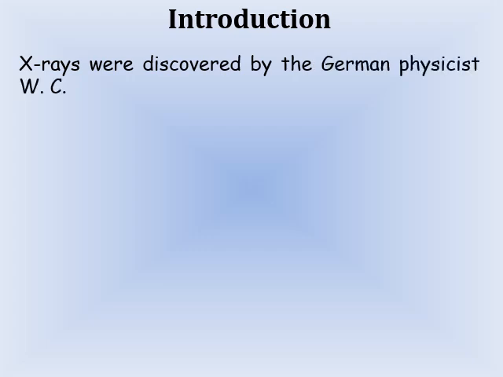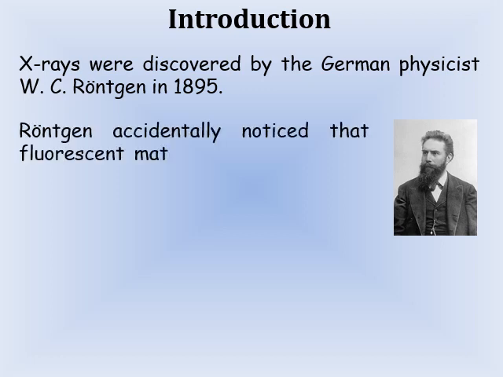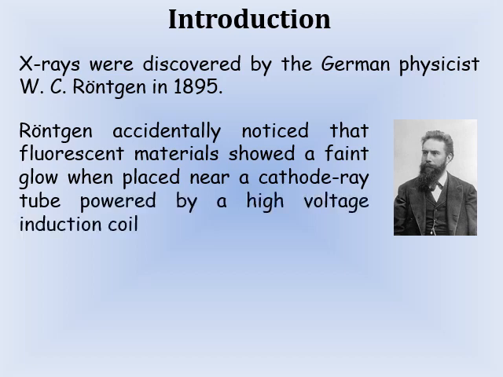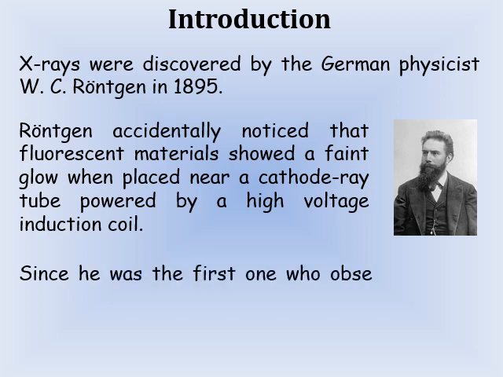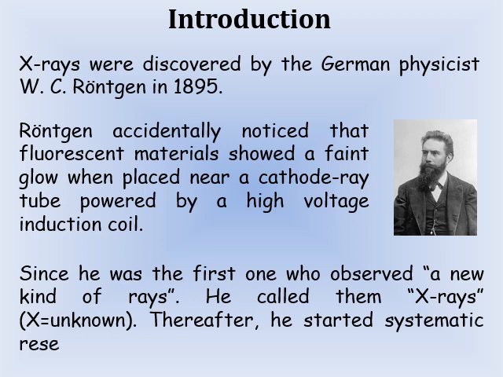X-rays were discovered by the German physicist W.C. Röntgen in 1895. Röntgen accidentally noticed that fluorescent materials showed a faint glow when placed near a cathode ray tube powered by a high-voltage induction coil. Since he was the first one who observed a new kind of rays, he called them X-rays, X equals unknown. Thereafter, he started systematic research on their properties.